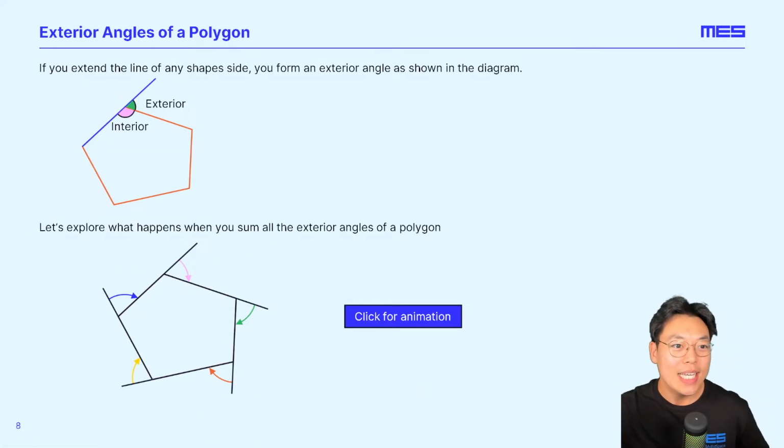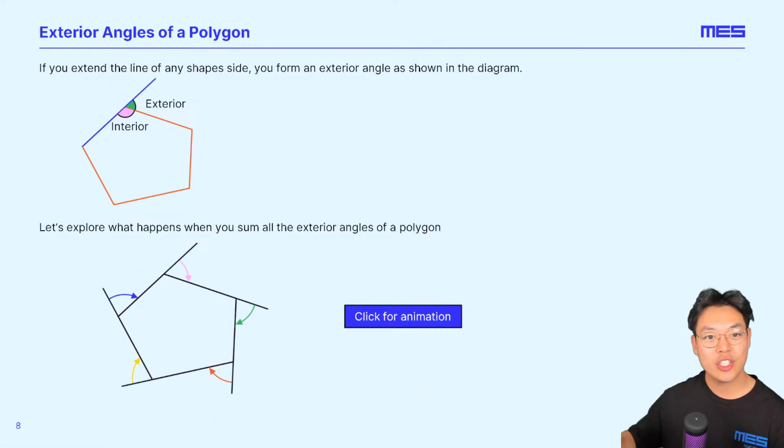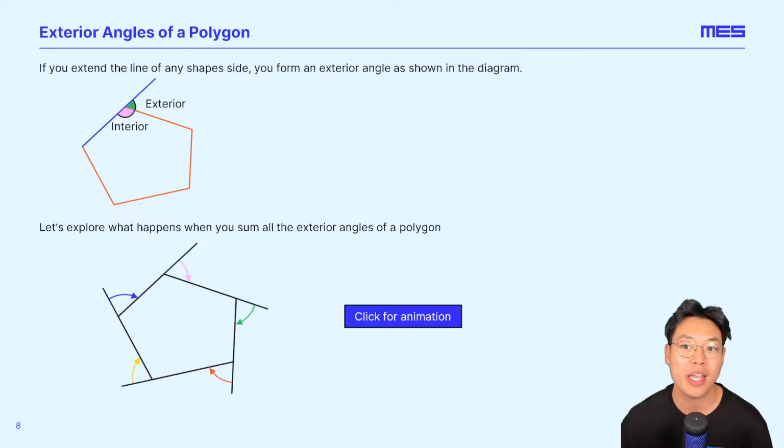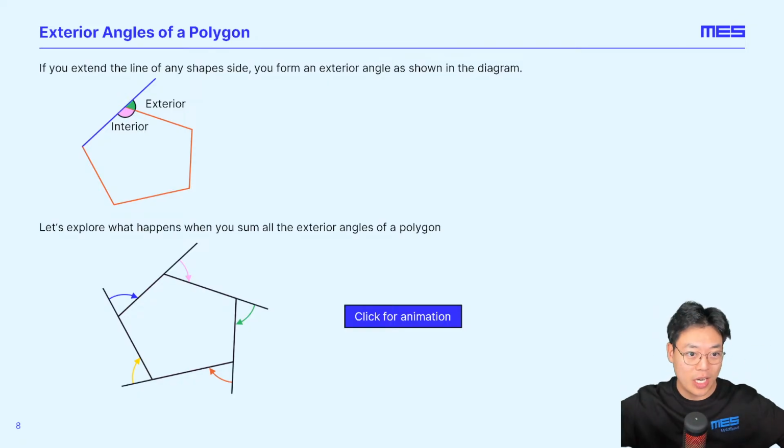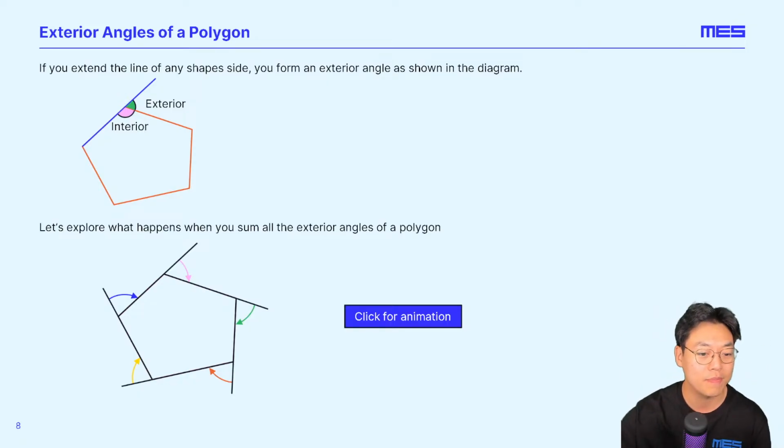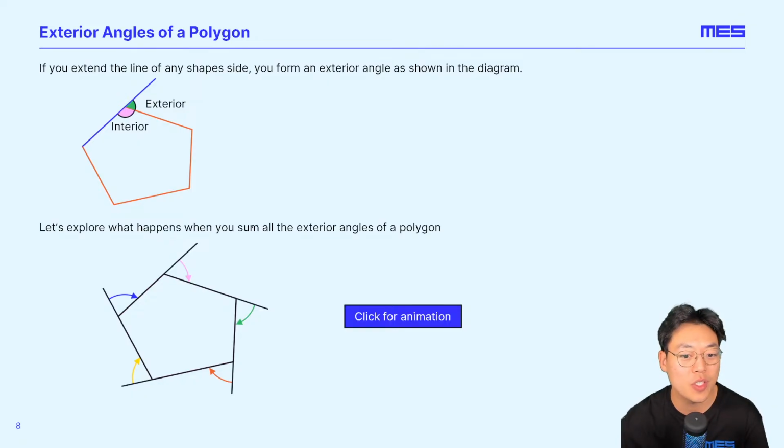All right. If you extend the line of any shape's side, you form an exterior angle as shown in the diagram. If you see the green angle here, that angle is outside of the shape, so we call it exterior. Now let's explore what happens when you sum all the exterior angles of a polygon.